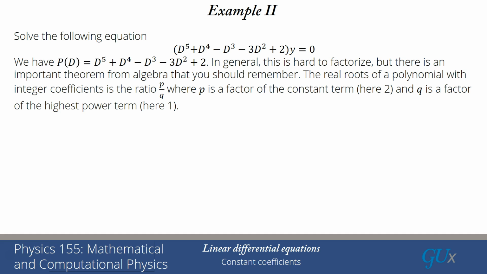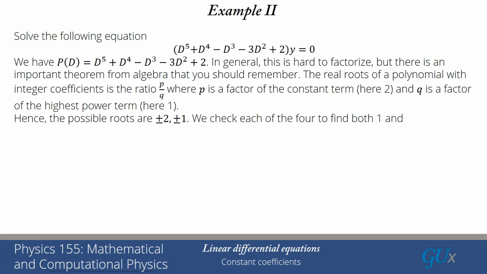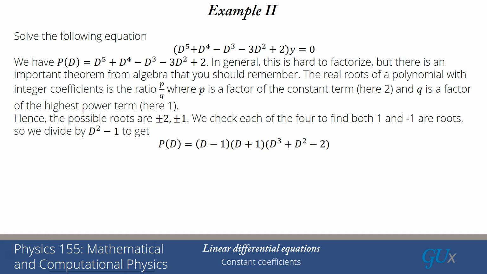So q can be plus or minus 1, and p can be plus or minus 1 or plus or minus 2. When I look at the ratio of p to q, I get plus or minus 2 or plus or minus 1. We now just plug these into the equation and see if they work. So let's try 1. I would get 1 plus 1 minus 1 minus 3 plus 2. Well, 1 plus 1 is 2, minus 1 is 1, minus 3 is minus 2, plus 2 is 0. So that works.